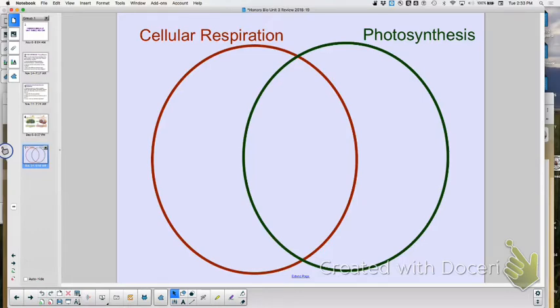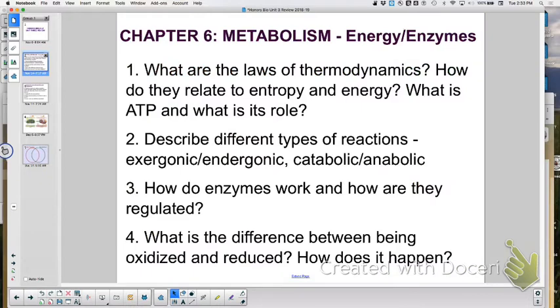So let's look at the big ticket items here on energy and enzymes. What are the laws of thermodynamics? Let's see if you could answer that question right now on your paper or on your digital document. A lot of you are typing. In your mind, do you know what the laws of thermodynamics are? Can you remember those? I'm going to give you just a second to think about it. If you're at home, you could be thinking about it too, maybe writing it down on a piece of paper. This isn't the time to do your math homework.